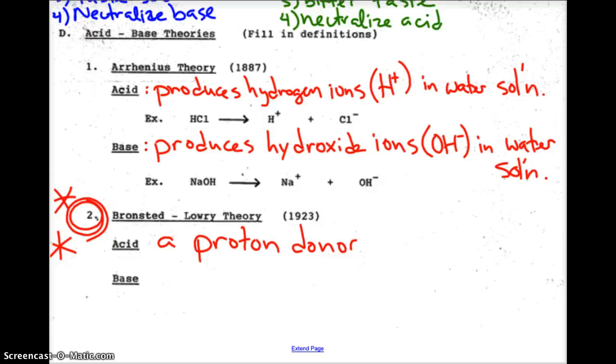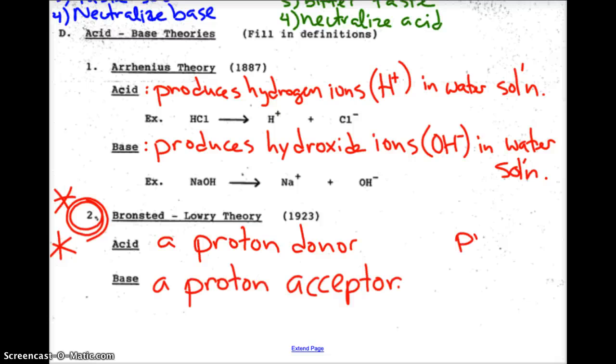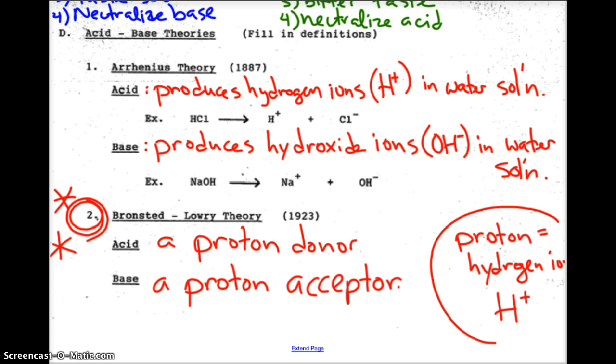A base, however, instead of producing hydroxide ions, we use the definition that it is a proton acceptor. So anything that can accept those hydrogen ions. So let's make a little note over here. Proton equals hydrogen ion, or H+. So anything that gives an H+, that's an acid. Anything that takes an H+, that's a base.